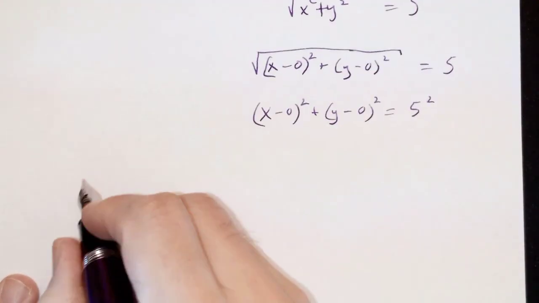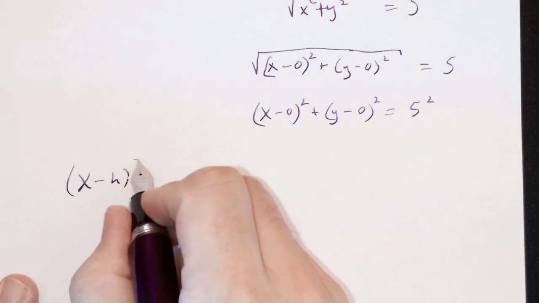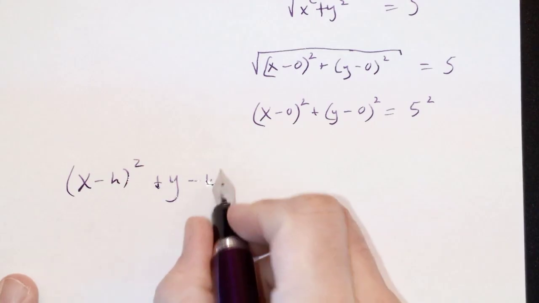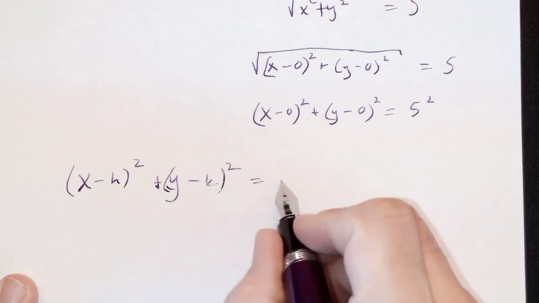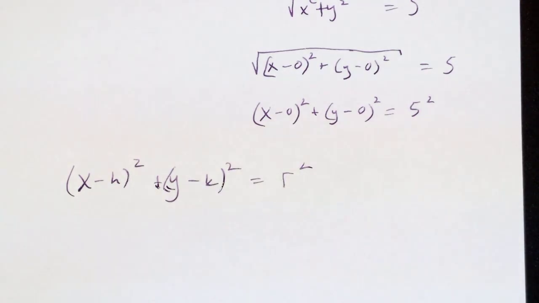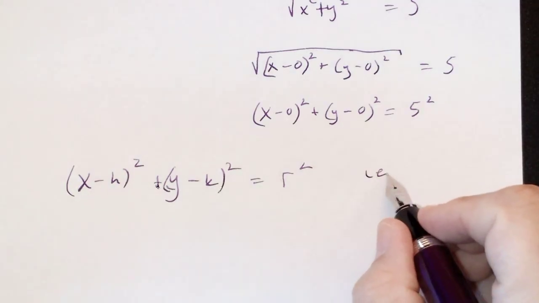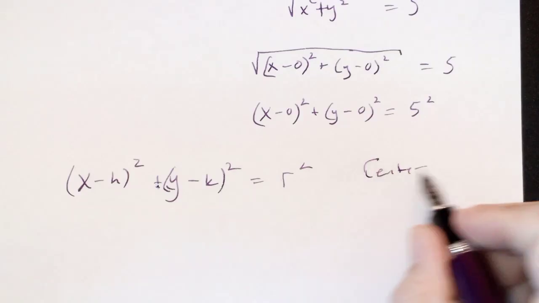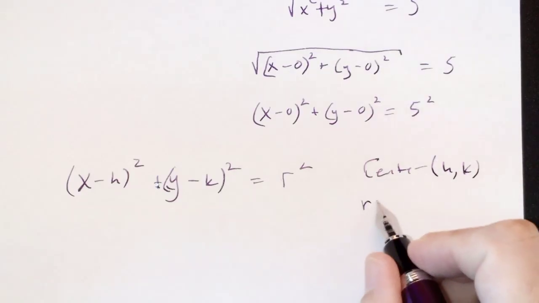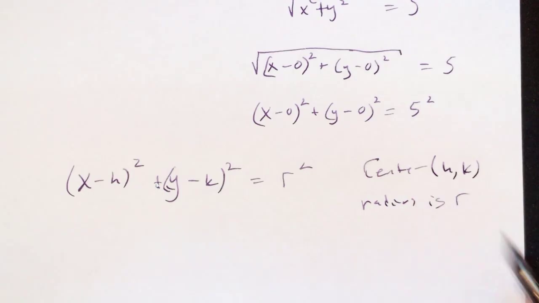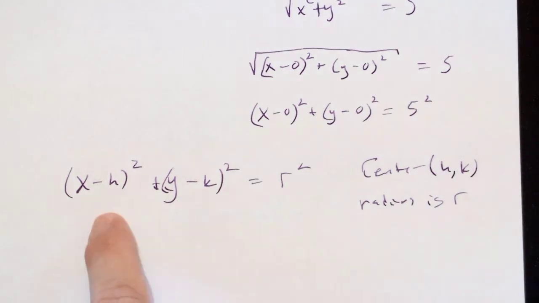I could write this x minus h squared plus y minus k squared equals r squared. And I have a circle whose center is at h, k, and whose radius is r. This equation right here, based on our distance formula, is the standard form for a circle.